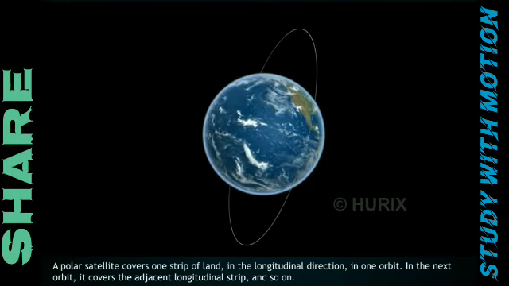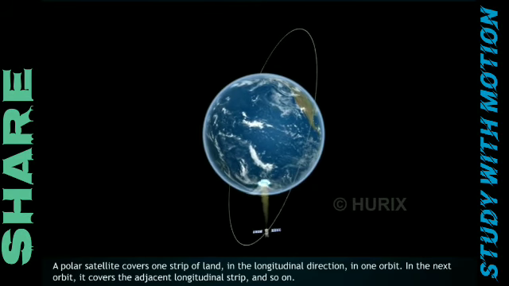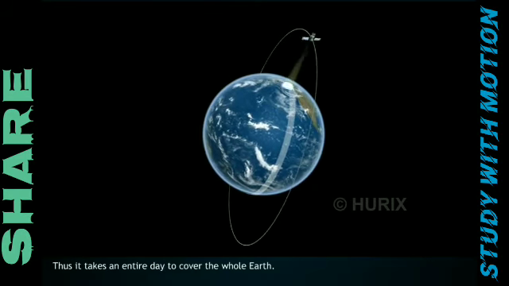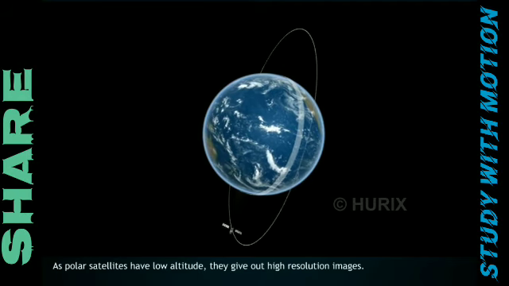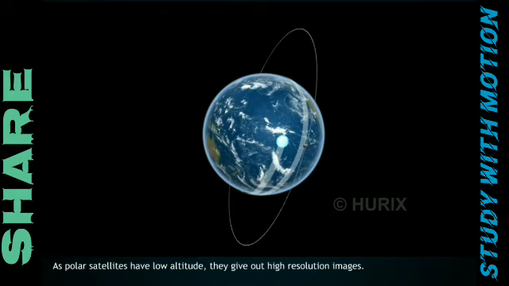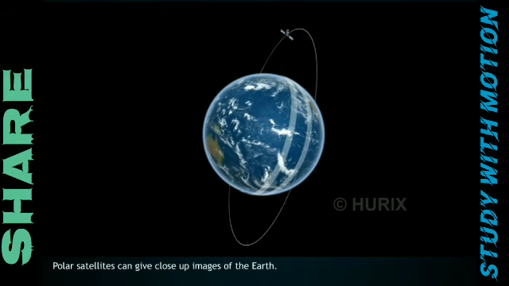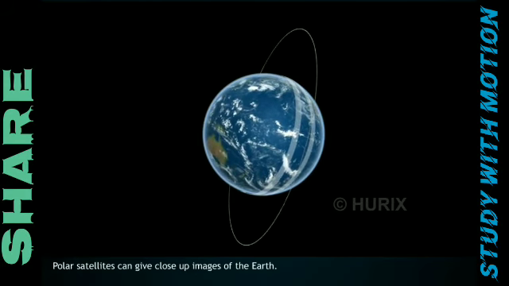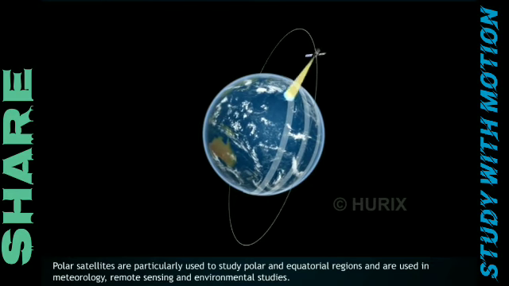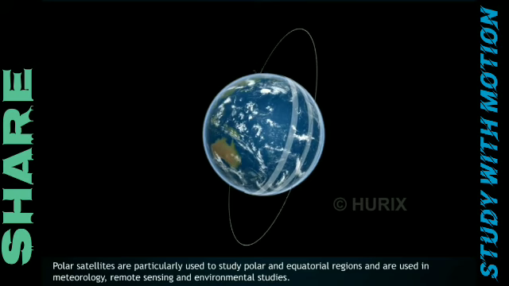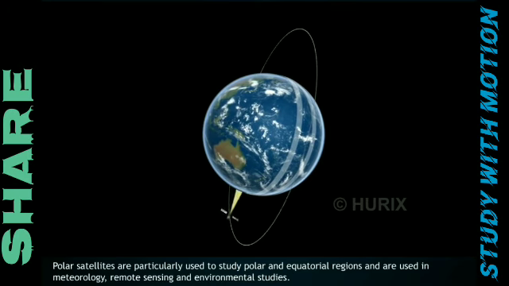In the next orbit, it covers the adjacent longitudinal strip, and so on. Thus, it takes an entire day to cover the whole Earth. As polar satellites have low altitude, they give out high-resolution images. Polar satellites can give close-up images of the Earth. Polar satellites are particularly used to study polar and equatorial regions and are used in meteorology, remote sensing, and environmental studies.